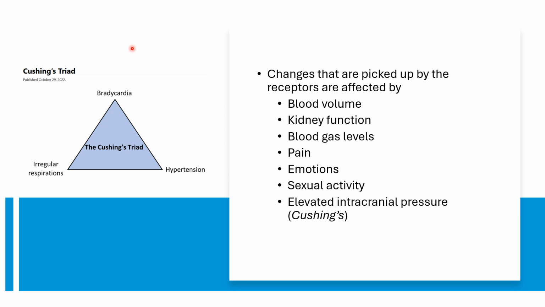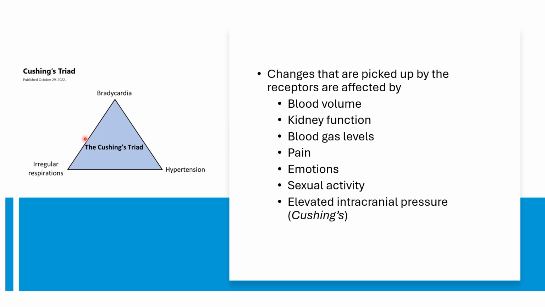Blood gas levels, pain, emotions, sexual activity, and elevated intracranial pressure, that's in Cushing's syndrome, or part of the Cushing's response, will all cause those baroreceptors to send signals to deal with either an electrical response or a hormonal response or a combination of both, so that target cells can make responses that will minimize pain, that will try to balance out blood gas levels, that will try to minimize painful emotions, that will elevate any kinds of emotions that are associated and necessary for sexual activity, etc.